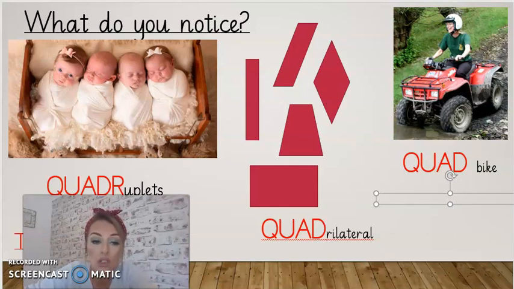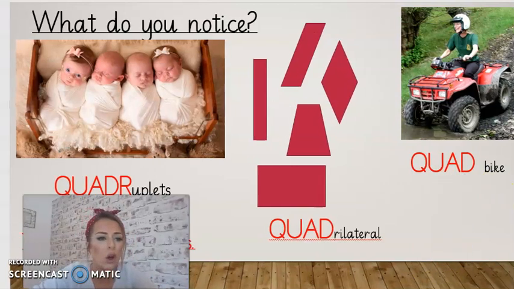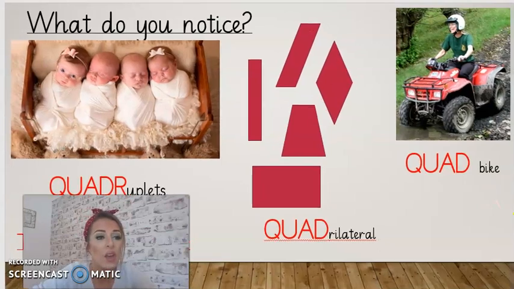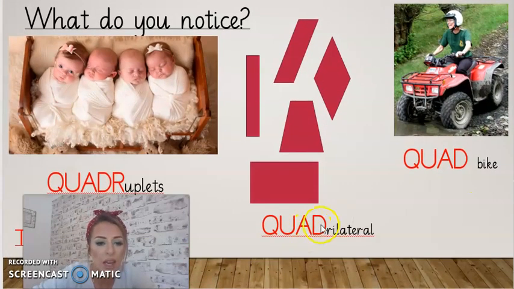quadrilateral. I've got some examples of shapes up here, and they're all different shapes, but they have all got 4 sides. The quad part of the word that I've made red is what tells us that each of these shapes has got 4 sides. Although they are all very different, we've got a couple of rectangles, some parallelograms, they all have 4 sides. So they are all quadrilaterals.